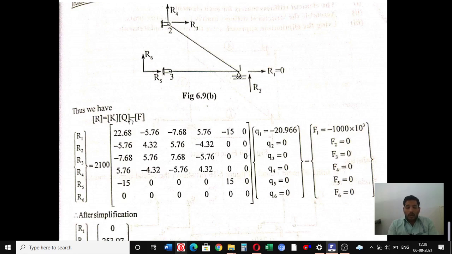Minus the nodal force, how much did we get here? Because at point 1, the normal force is acting. How much force is acting? Minus 1000 into 10 power 3 Newton is acting here. There is no force acting at point 2, no force at point 3, no force at point 4, no force at point 5, and no force at point 6. For that reason, the value becomes 0 only.